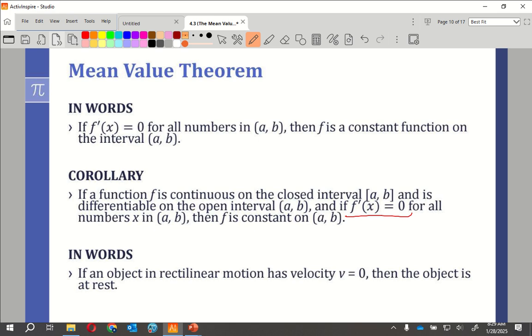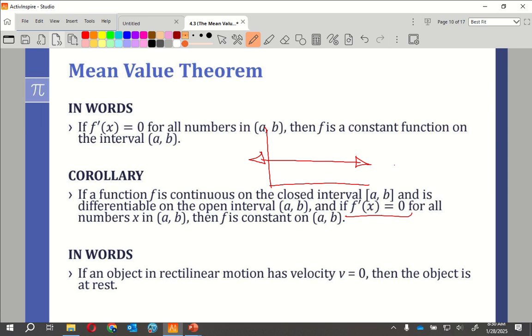What would the graph look like? Would the graph look like this? Yeah. Because the slope would be 0 for all points in between that interval. So what this means is constant number. So if I just have a constant, if y equals 5, then it would look like this.